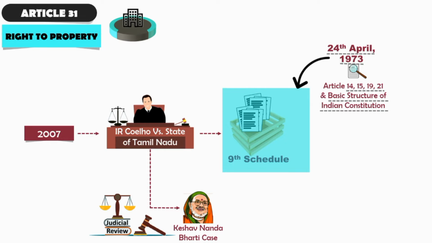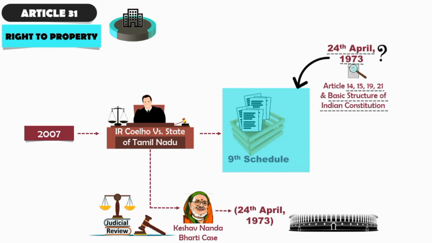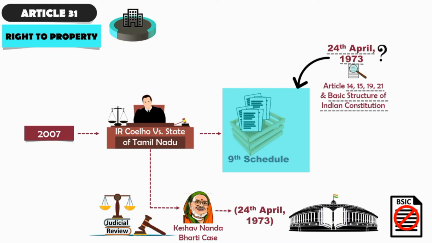Acts inserted in the ninth schedule before that date will not be reviewed, but the acts after that can be. Now, why did the Supreme Court mention this particular date only? The importance of this date is that on 24th April 1973, the Supreme Court's decision in the Kesavananda Bharati case came, in which the Supreme Court held that the Parliament can make changes in the Constitution but cannot tamper with the basic structure of the Indian Constitution.